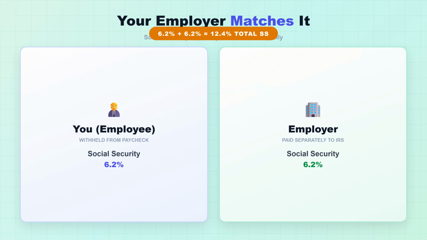Here's a part many people don't realize. Your employer matches your Social Security tax. You pay 6.2%, and your employer quietly pays another 6.2% on your behalf, straight to the IRS. So Social Security is really funded by both sides. 6.2 plus 6.2 equals 12.4% total. You only see your half come out of your paycheck.